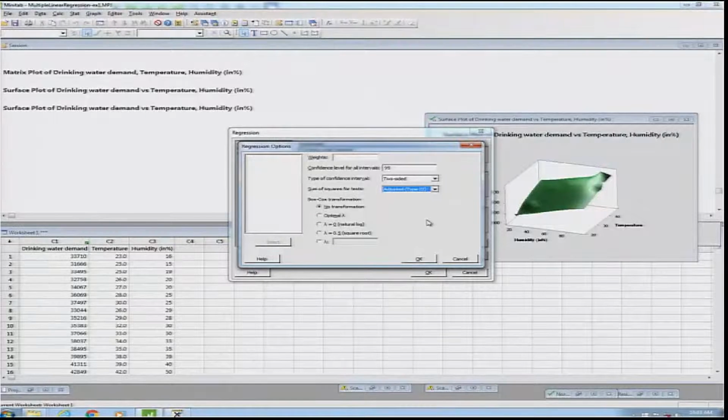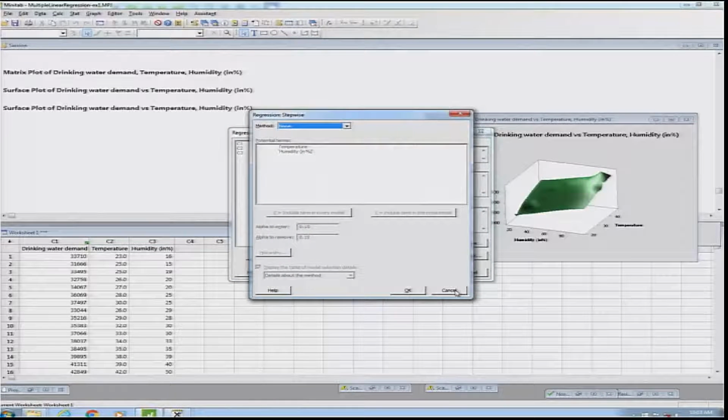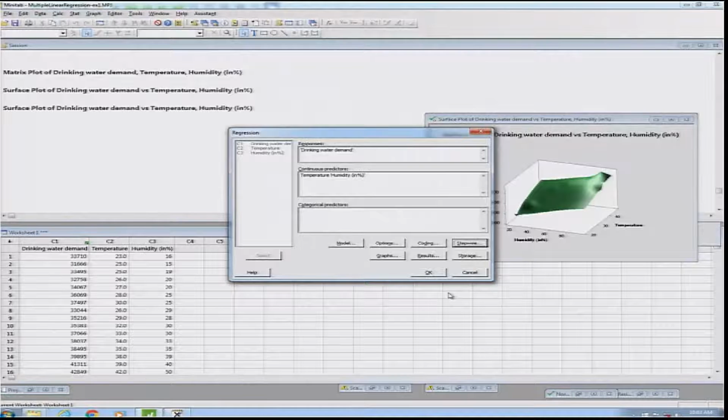So, but we are not considering that here. We are just using this to define the level of alpha, the type of confidence interval, and the type of sum of squares. Since we are not using a categorical variable here, coding is not important, and we are not using stepwise regression. Stepwise regression is another type of regression which we have not described in this course.